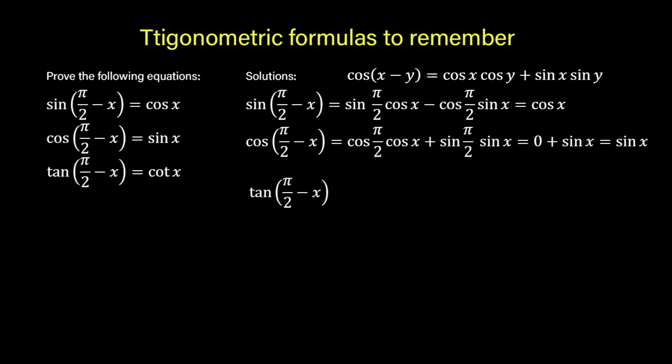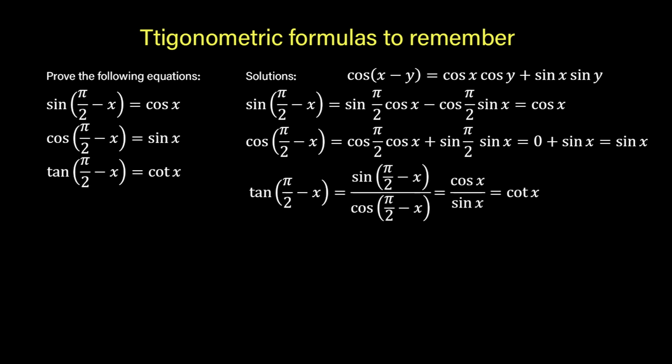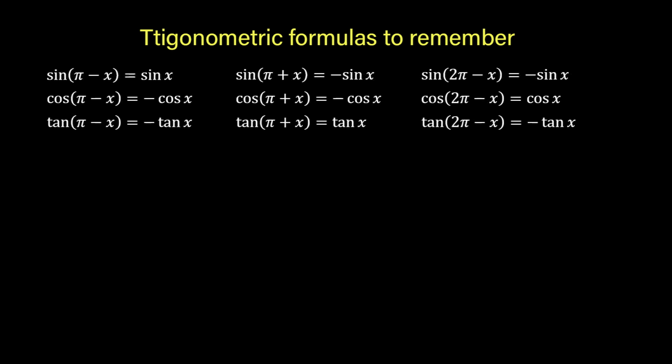For the last one, just replace tangent with sine divided by cosine, and you will get cotangent x on the right side. Now look at these formulas. They are probably familiar to you if you watched our previous video. We're not going to prove them algebraically here, but you can try to do it like we did here with sines, cosines, and tangents of pi divided by 2 minus x.